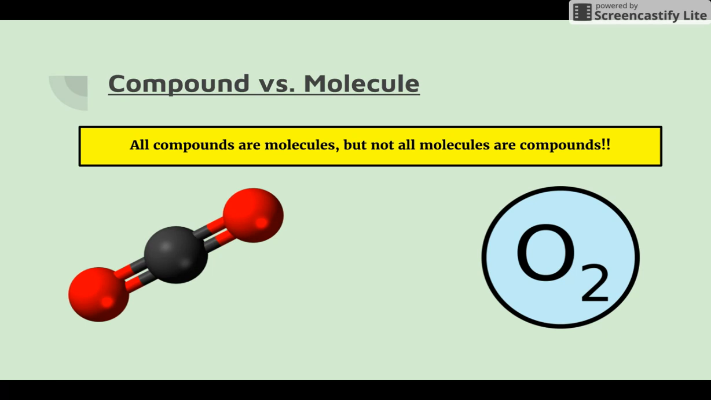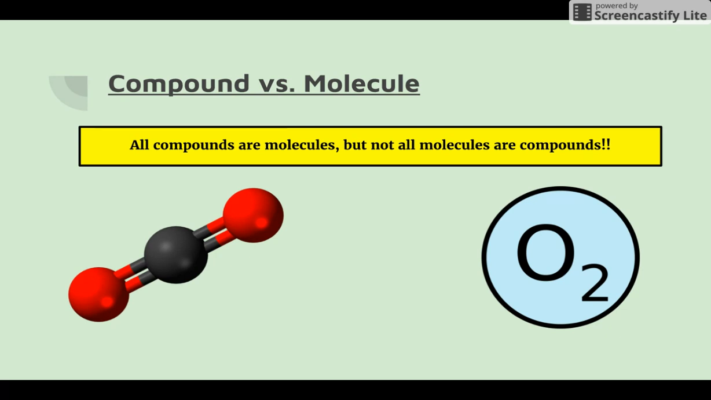There's also something called a molecule. These are very closely related, but they're not exactly the same. Here in yellow, I've said all compounds are molecules, but not all molecules are compounds. Compounds are when two or more different elements or atoms are brought together by a specific type of bond, and we're going to talk about bonds later.